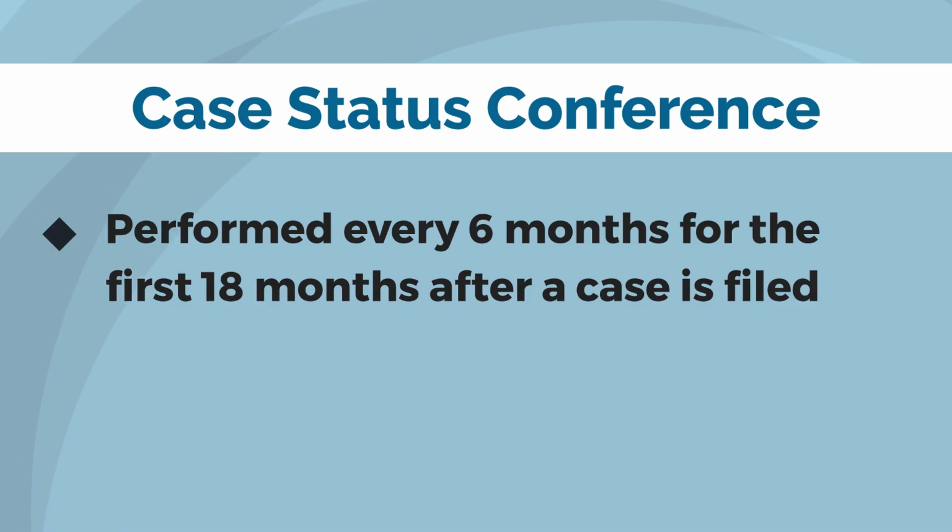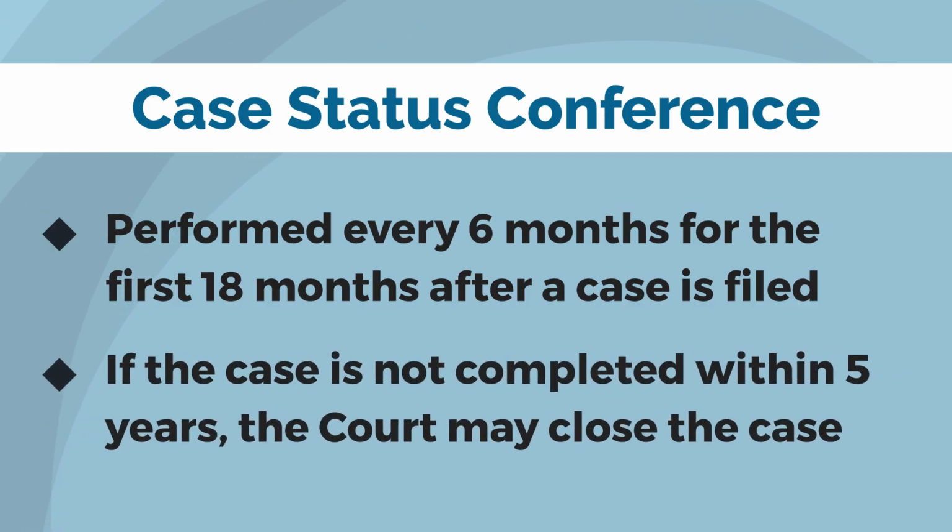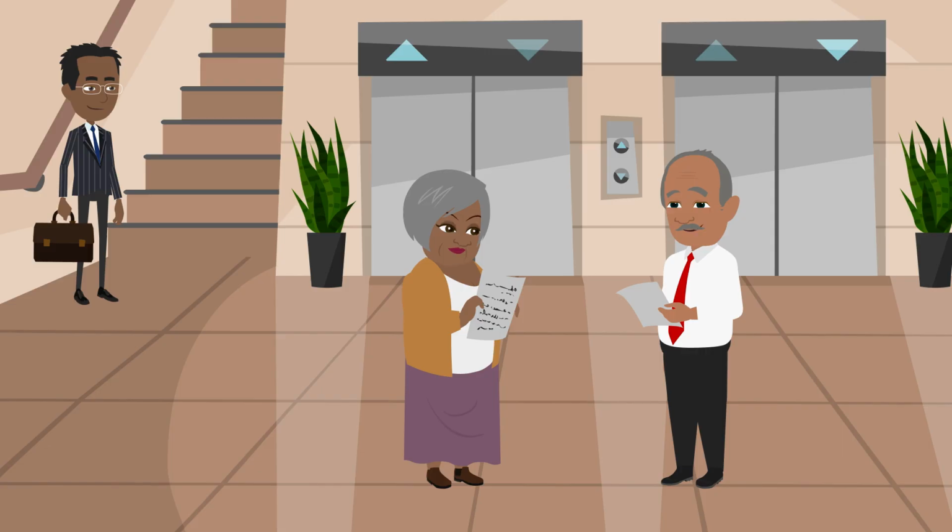If your case is not finished within 5 years, the court may close your case. The court has taken on this proactive role to prevent people from filing a case and then coming back 10 or 20 years later and discovering that the divorce process was never completed and they are still married.